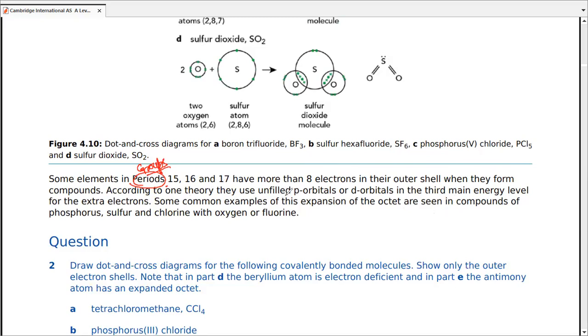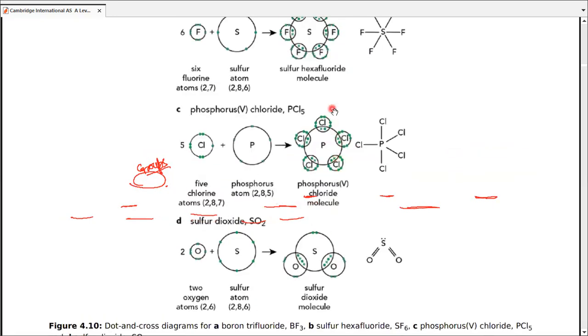According to one theory, they use unfilled p orbitals and d orbitals in the third main energy level for their extra electrons. Some common examples of this expansion of the octet are phosphorus, sulfur, and chlorine with oxygen or fluorine. All right. Ali, this might come difficult to you since you're not done with chapter 1 and 2. Liba, for you, anything unfilled would be occupied. Let me clear this up by giving you an example.